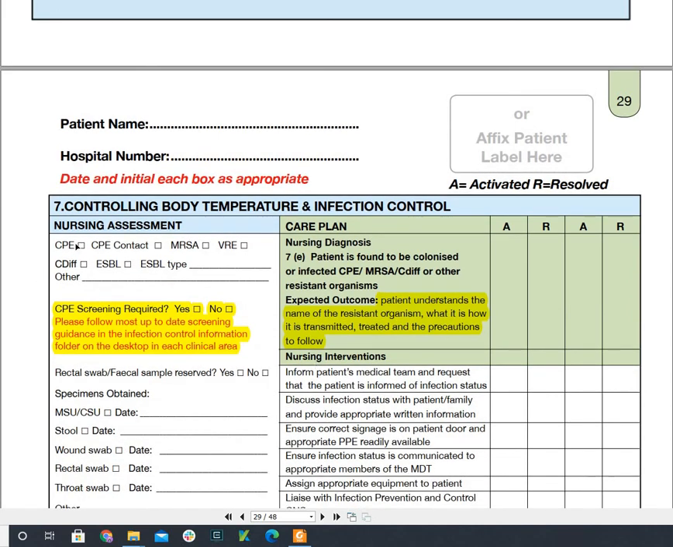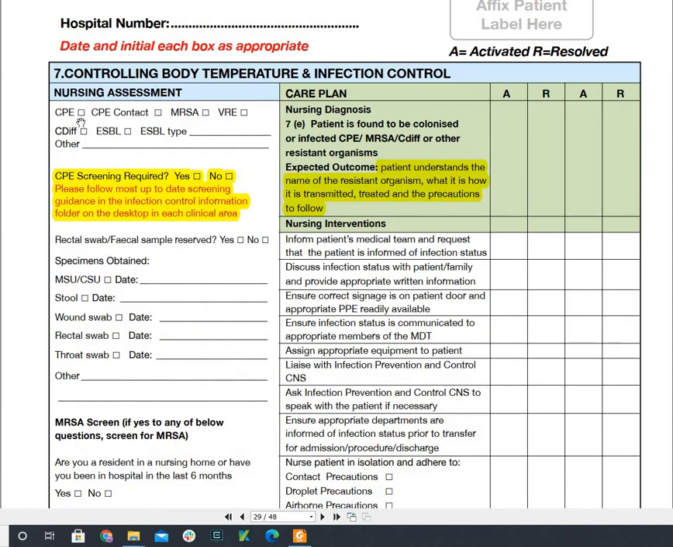So we have a list here of some common infections: CPE, CPE contact, MRSA, VRE, C. diff, ESBL, ESBL type, so you can document that there, or other. We don't have COVID documented on this, so you may want to document that there. CPE screening required, yes or no. Please follow most up-to-date screening guidance in the infection control information folder on the desktop in each clinical area. And that is in relation to CPE, but it's also in relation to COVID and all infections.